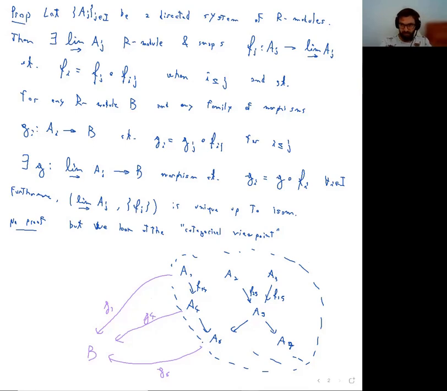And what this proposition is telling you is that every time you have this kind of drawing, somewhere in the middle you can put a new object, which is this direct limit of the Ai, which factors everything. So this direct limit is the object which factors maps from this diagram to other R-modules.